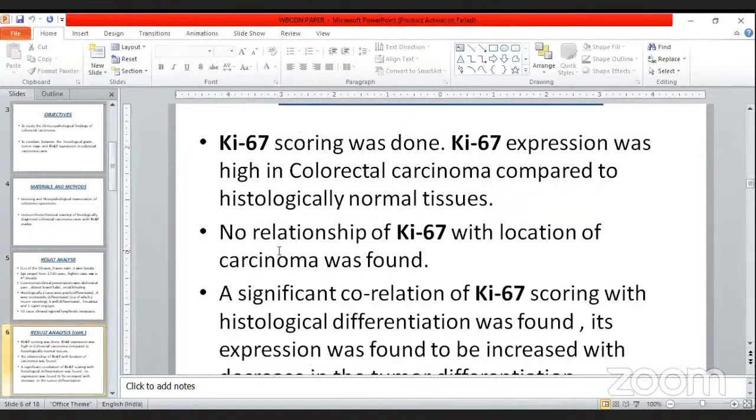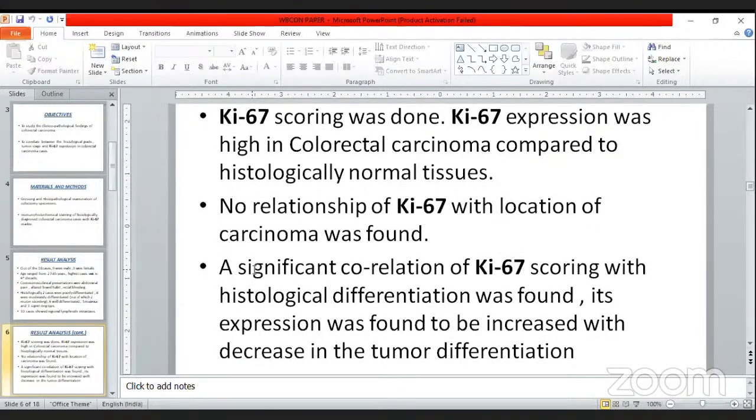Then the Ki67 scoring was done, and Ki67 expression was found to be high in colorectal carcinoma compared to histologically normal tissues. No special relationship of Ki67 with location of the carcinoma was found, but there was a significant correlation of Ki67 scoring with histological differentiation. With poor differentiation, there was more Ki67 expression.